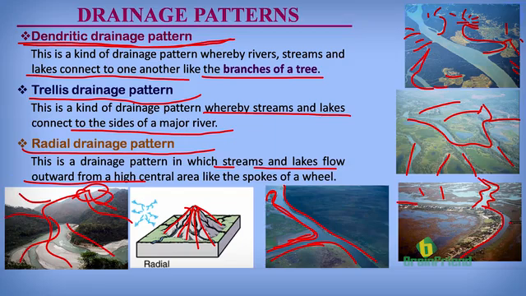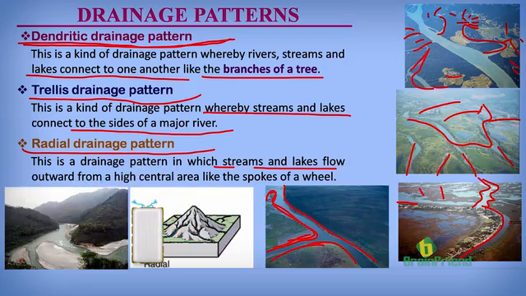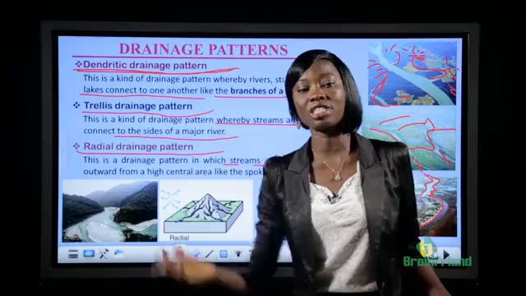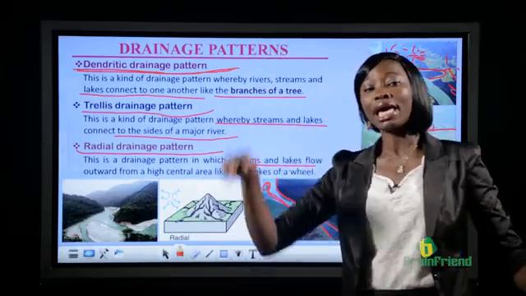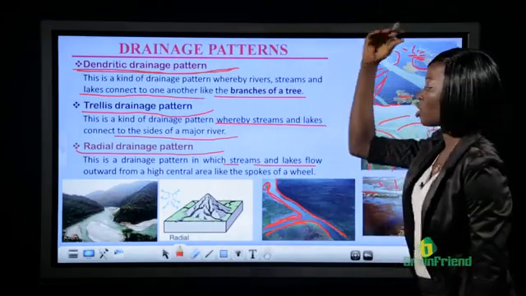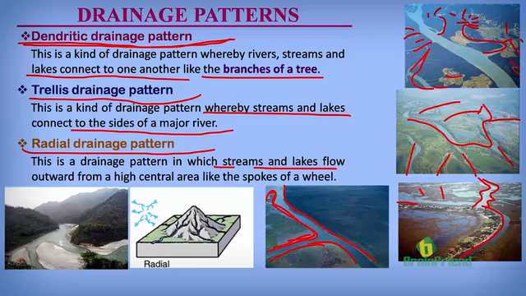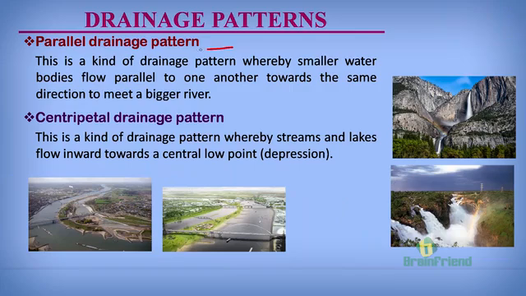So this radial drainage pattern usually occurs around hills and mountains. You find streams that are flowing down from the top of the hill or the top of the mountains. The next type of drainage pattern is the parallel drainage pattern. Parallel drainage pattern is a kind of drainage pattern whereby smaller water bodies like streams flow parallel to one another towards the same direction.